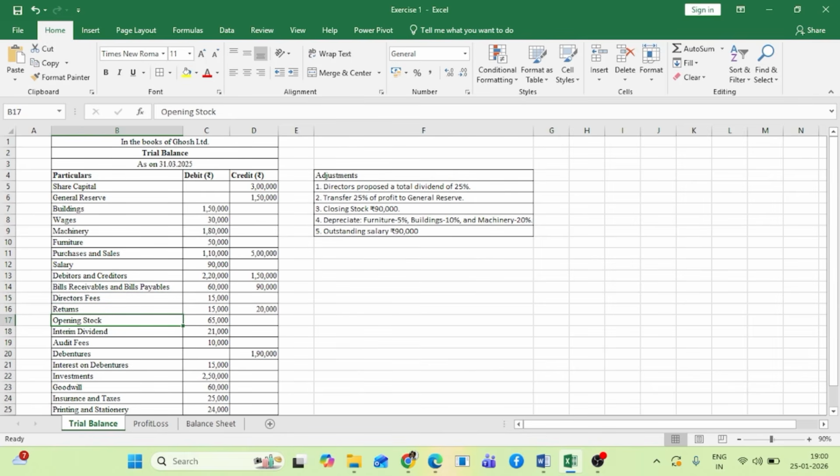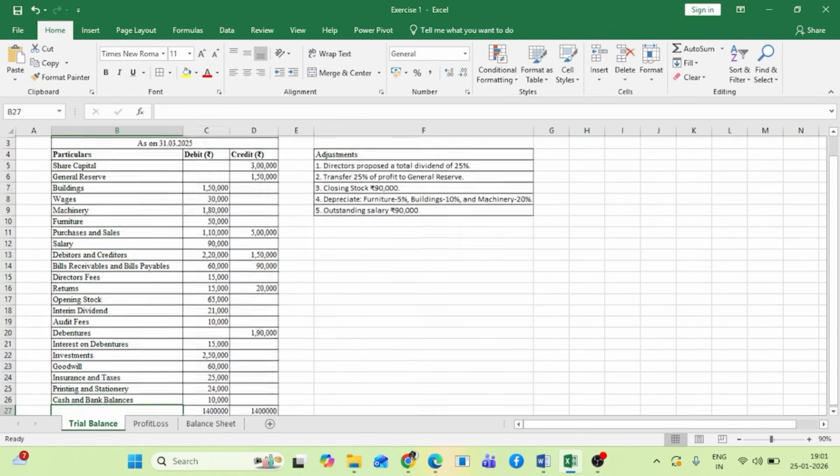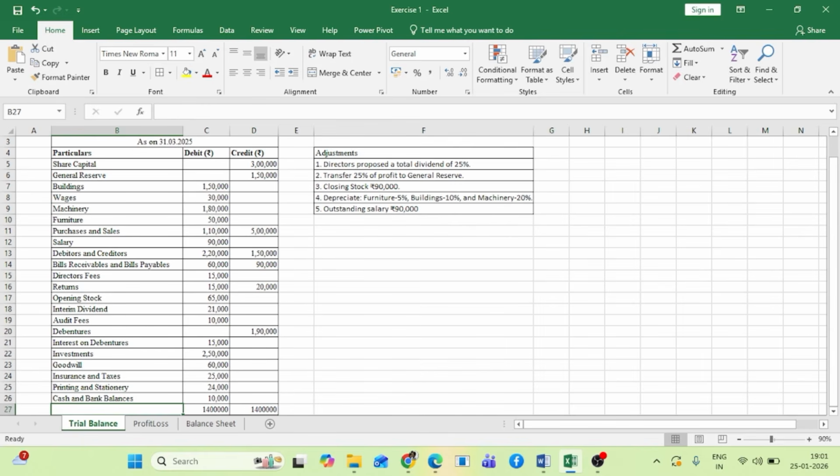We have the opening stock and interim dividend. Please keep in mind, this is an unusual account that you can find. We'll see the treatment later on. Just keep in mind the different unusual accounts. Then you have audit fees, debentures, interest on debentures, investment, goodwill, insurance and taxes, printing and stationery, and cash and bank balances. The total of both sides is 14 lakh.